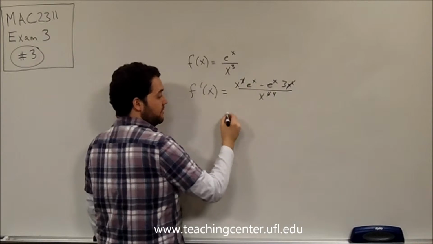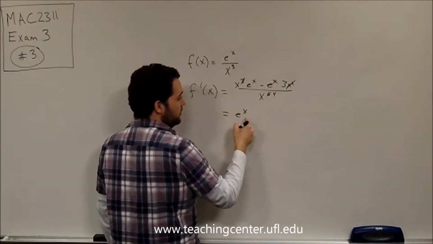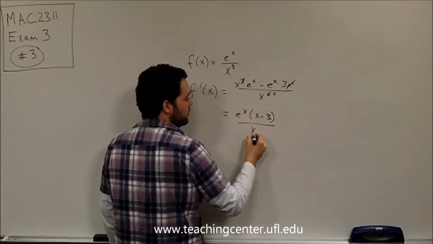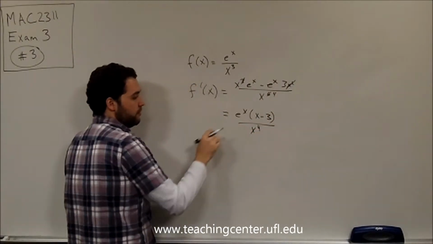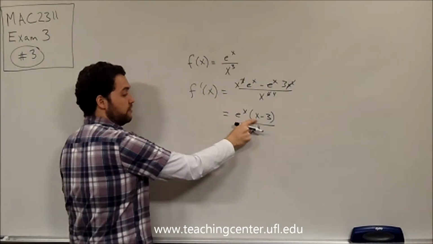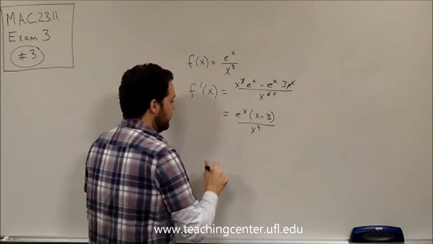And then we can factor out the e to the x. So when everything's said and done, you have e to the x pulled out, and you have an x minus 3 left over, and on the bottom you have an x to the 4th power. So that's what it simplifies down to. So that means your critical points would be 3 and 0. 0 from here, 3 from here, and e to the x is never 0.